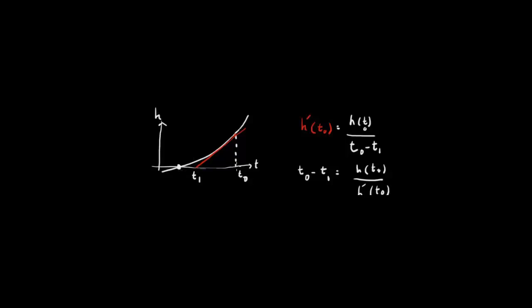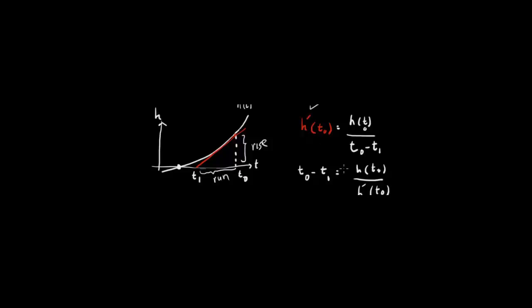So at time t equal to 0, we draw this tangent, and if we know this function h of t, we can easily calculate the value of the tangent at time t equal to 0, which is h prime of t0. And h prime of t0, which is the slope of this red line, is equal to rise over run of that red line. Rise is this part here, h of t0, and run is this part, t0 minus t1. When we divide them, we get h prime of t0, which is the derivative.